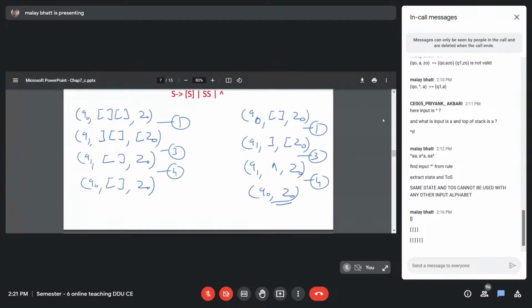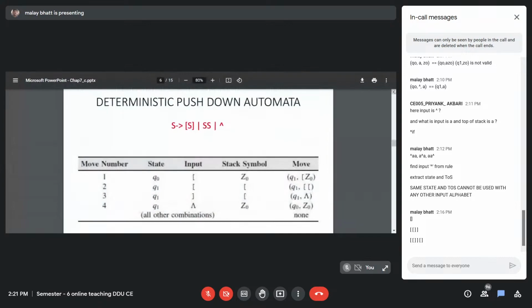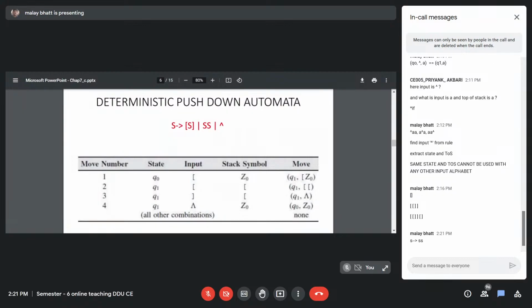So now you can see why we are going to the Q0 state again. Because we want to repeat the same procedure several times. And that is because of this production S gives SS. We are able to repeat the procedure.